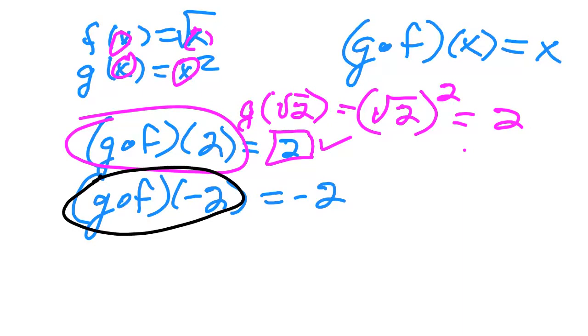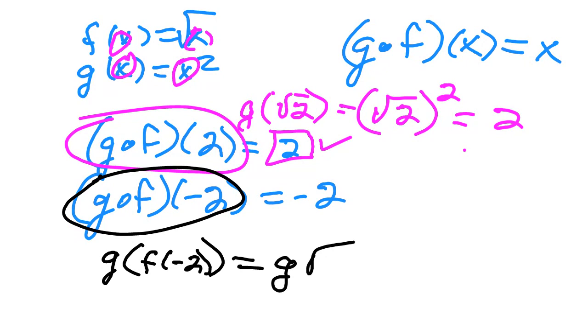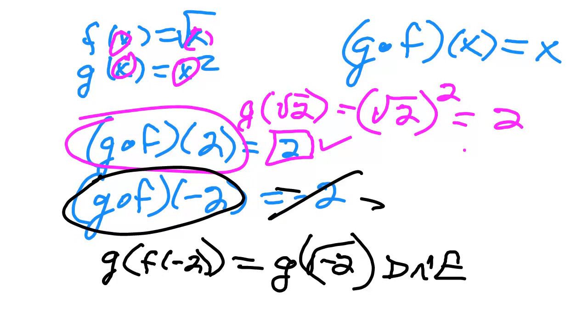Anyway, what about this one? This is g evaluated at f of minus 2, which is g evaluated at the square root of minus 2. Well, the square root of minus 2 does not exist, right? So we can't get an output of that.